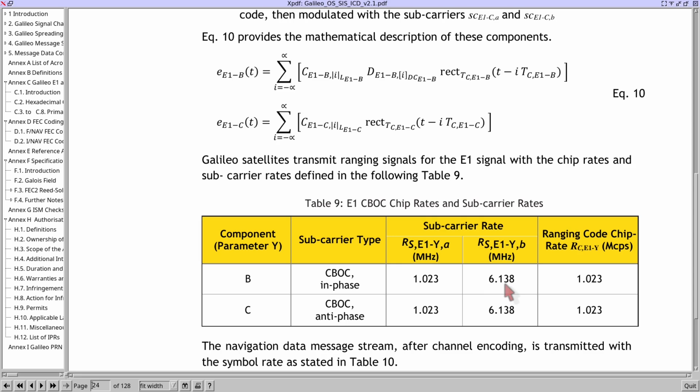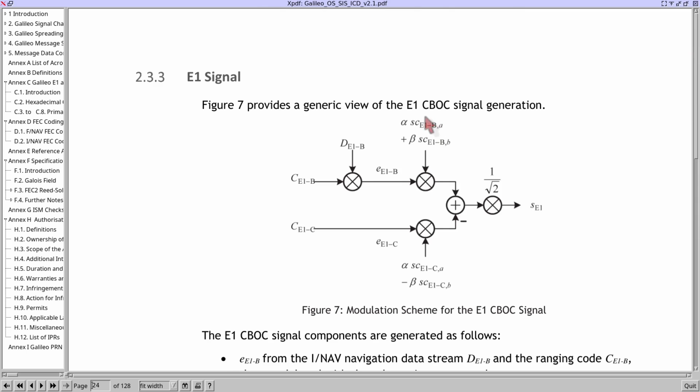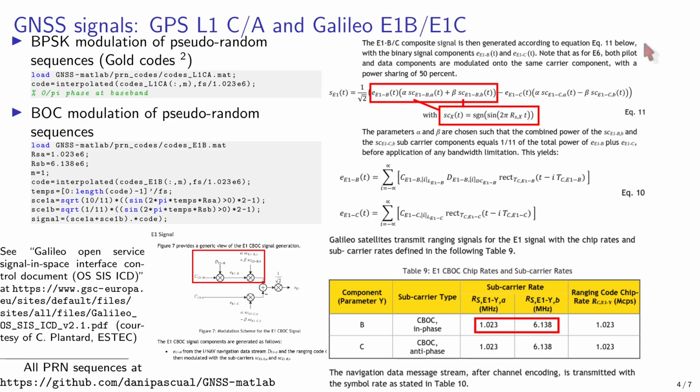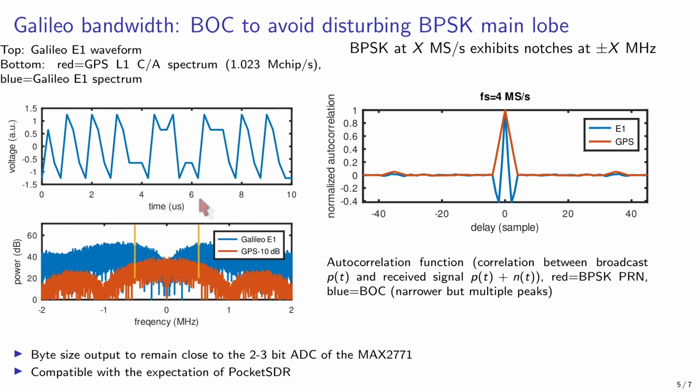So these two carriers are added to the original modulation here, and will introduce the null here, since we are running at 1.023 megachips per second and the frequency offset is 1.023 megahertz. This means that whereas GPS had the maximum power of BPSK modulation at the center frequency here, in Galileo the maximum power is offset by 1.023 megahertz and the null is located at 0 hertz.